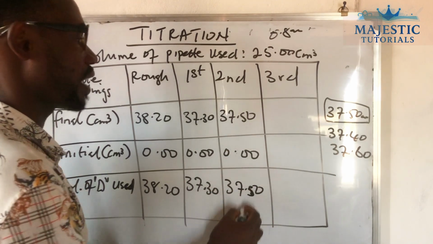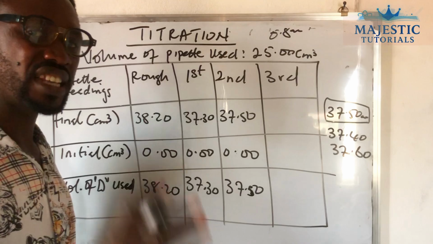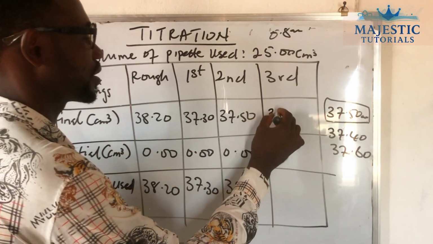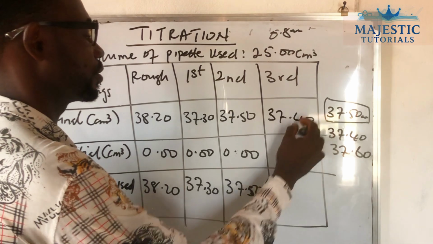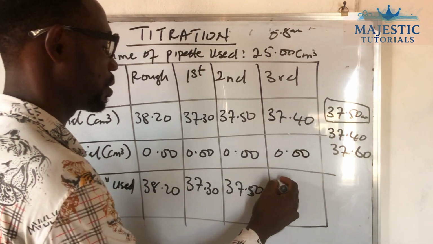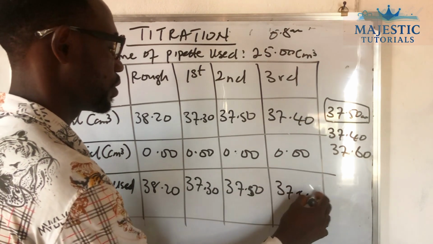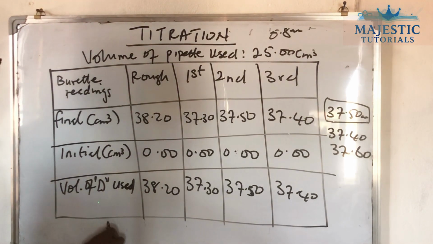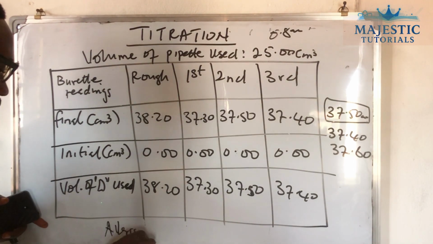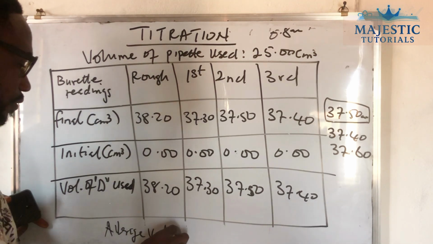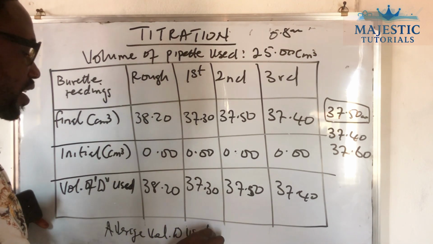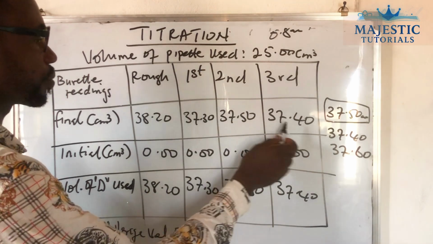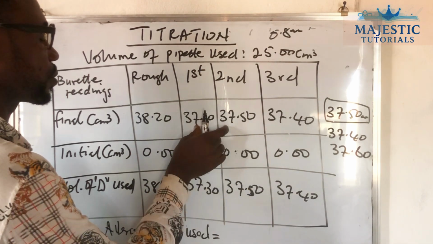Then I will write in my third titration the exact number in my mind. You see that? Which is now 37.40, 0.00, 37.40. If you now come to do your averaging, you say average volume of D used will be equal to... you tell them they are all concordant because they do not vary with more. These two concordant, these two concordant.